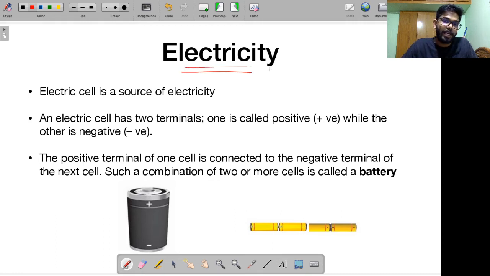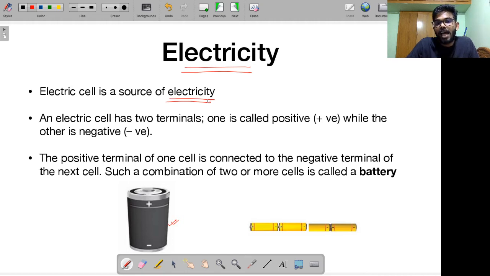Alright, let's talk about electricity. An electric cell, you might be aware of this. This is a source of electricity, right? You might have used it to run varied kinds of electronic items, from your remote and small remote control cars. You are able to run so many things using this electric cell.